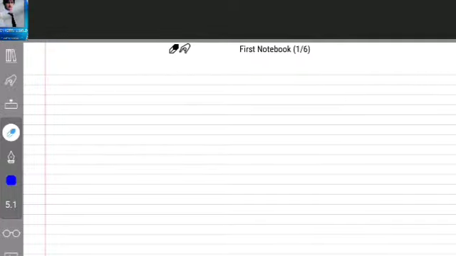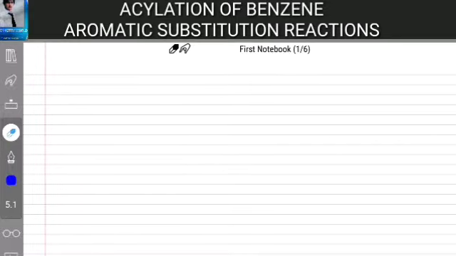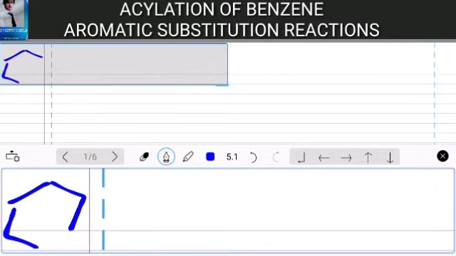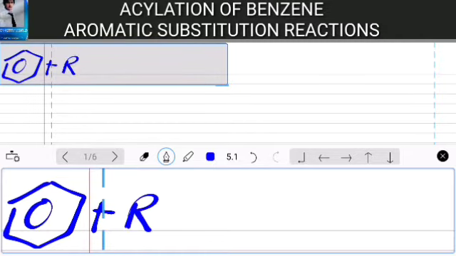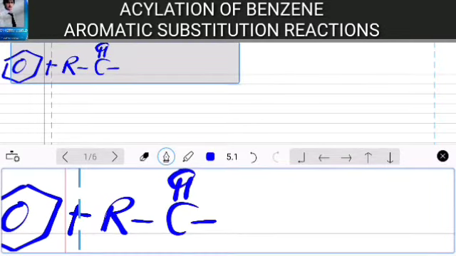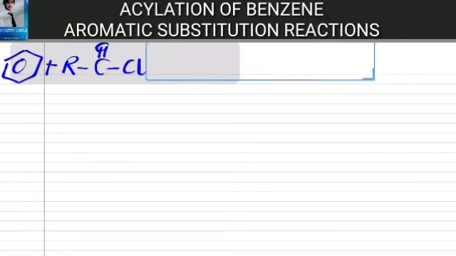Today's topic of our lecture is acylation in aromatic substitution reactions, the mechanism of acylation. As we know, for aromatic substitution we have to follow three main steps. Before these, we have to see the general reaction for acylation. We need a benzene ring plus an acylating agent. We commonly use RC double bond O Cl, an acyl halide.